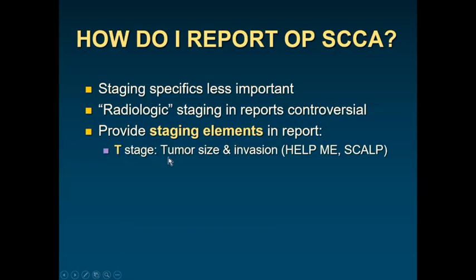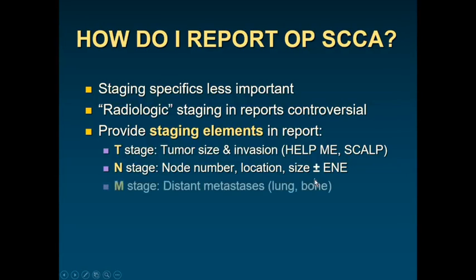So for the T stage, we really want to document the tumor size and the presence of any invasion of those critical structures we talked about. For the N stage, you should really measure the node number, the location, and the size. And certainly note if there's extranodal extension, because we don't always know if they're P16 positive or negative, and it may be more important in the future when they revise staging for P16 positive.